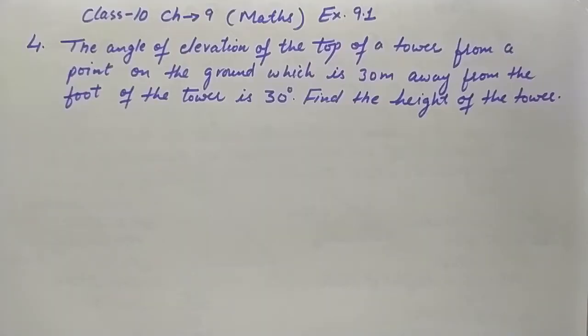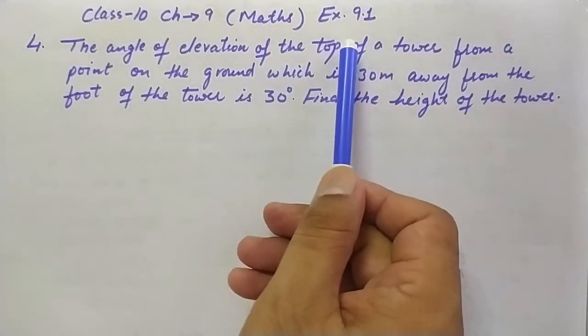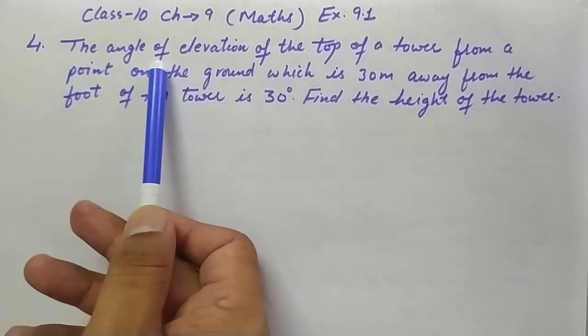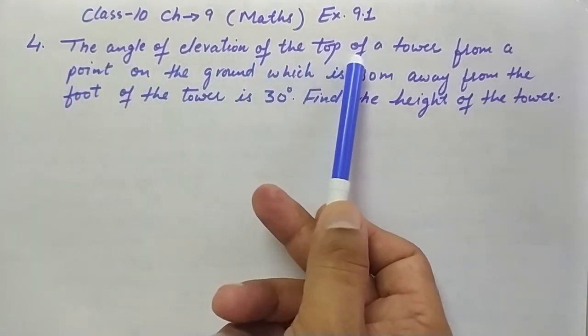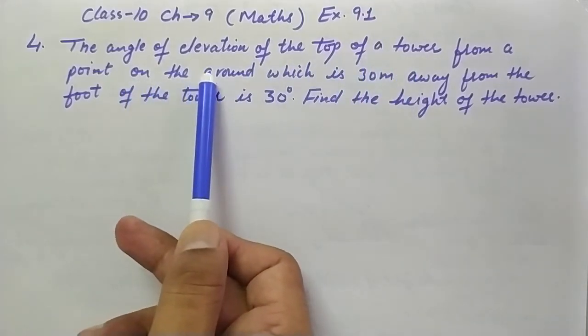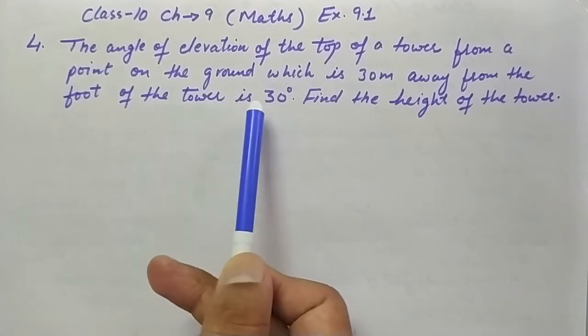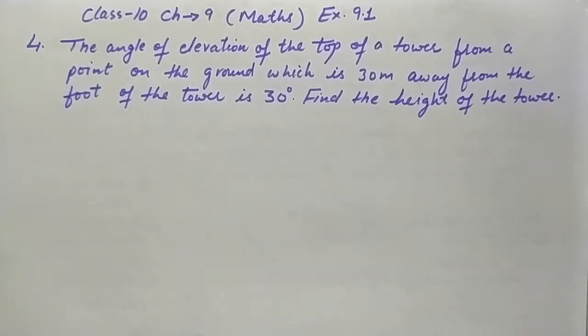Do this question, and this is taken from class 10 chapter 9 exercise 9.1 question number 4. The angle of elevation of the top of a tower from a point on the ground which is 30 meter away from the foot of the tower is 30 degrees. Find the height of the tower.